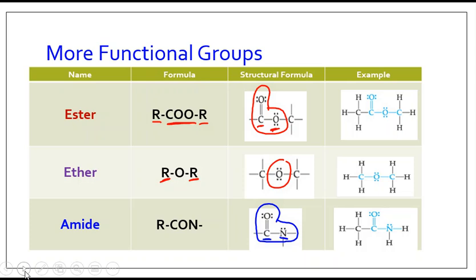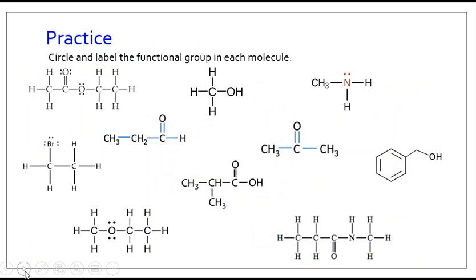So that's a lot, but use this chart and practice with this chart right now. I want you to go through these ones, and I want you to circle any functional group you see and label it. So this is the practice that you're going to do. I'm going to give you some time right now to go do that, about 5 minutes. Look through the charts, see if you can identify the functional groups.